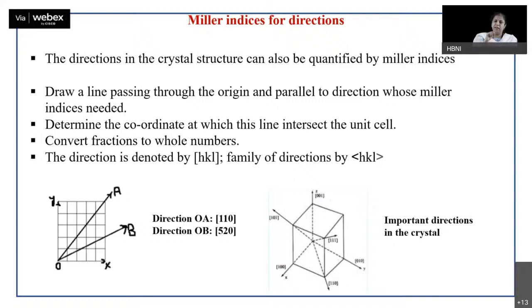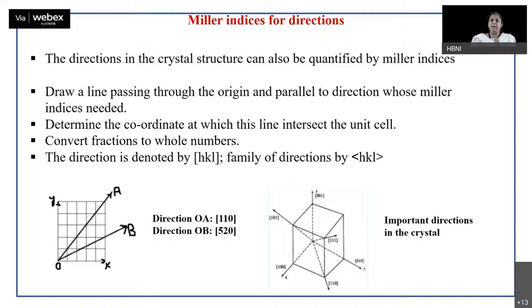One end is kept at the origin, but it should be parallel to the direction whose Miller indices you're trying to find. Once it passes through the origin, you see what the intersection point of that particular line is with the x, y, and z axes. Then determine the coordinates of that line. In this case, you don't have to take any reciprocal. Simply convert those numbers, if they are fractions, into whole numbers. That would be the Miller indices of the direction.